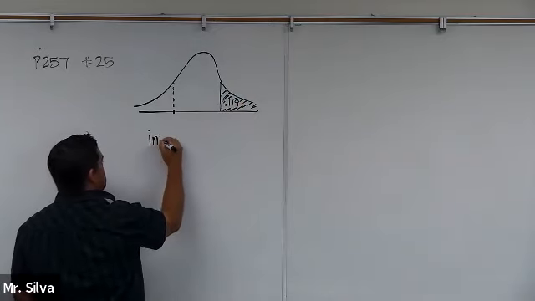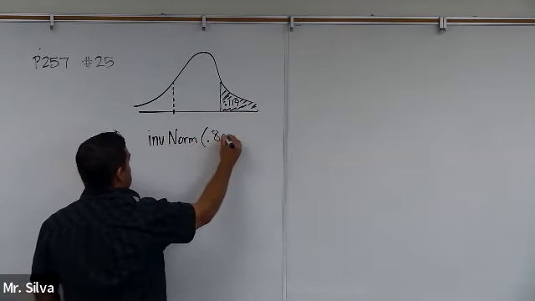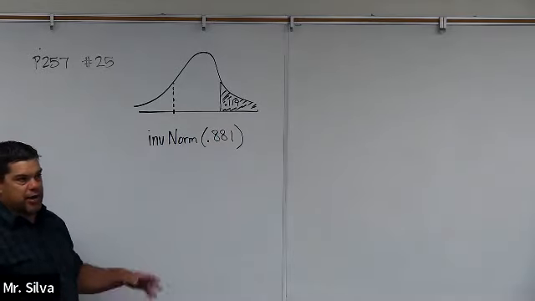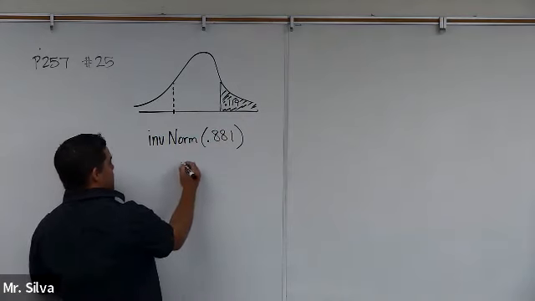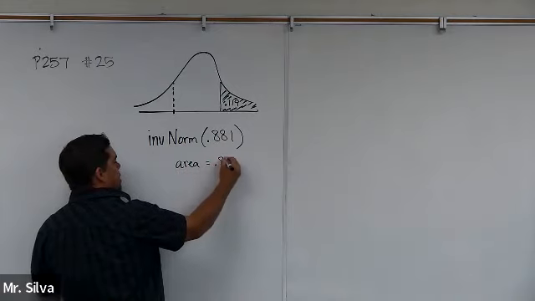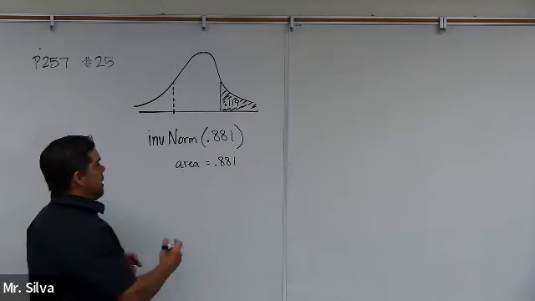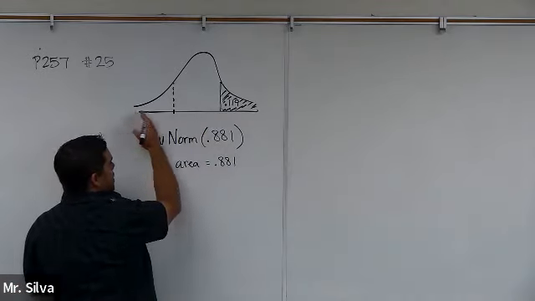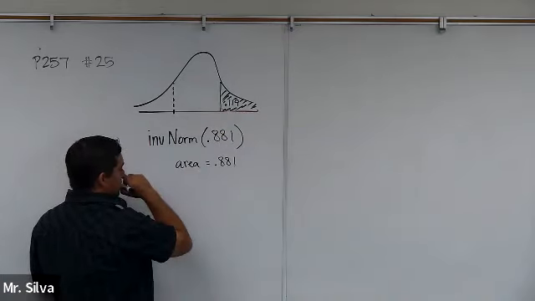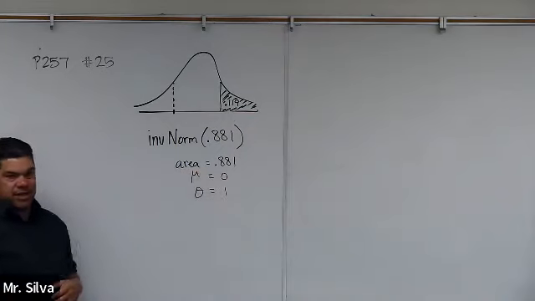On the calculator, the notation would be inverse norm. Inverse norm 0.881. You could write it like this. If you're asked for an area, the area is going to be 0.881. And how did I get that? I did 1 minus 0.119. The area to the left is 88%. The area to the right is 11.9%. The mean is 0, standard deviation is 1. We don't have a mean or standard deviation in this case.